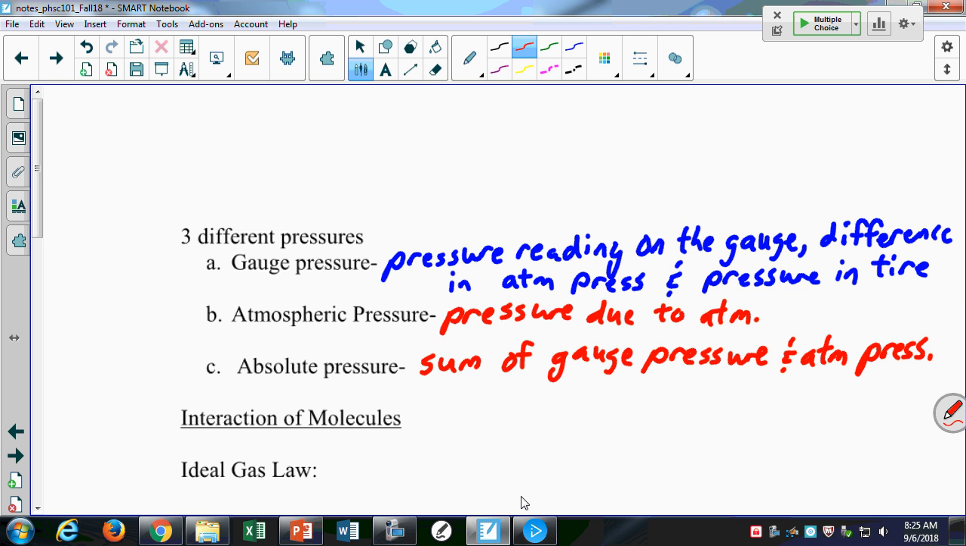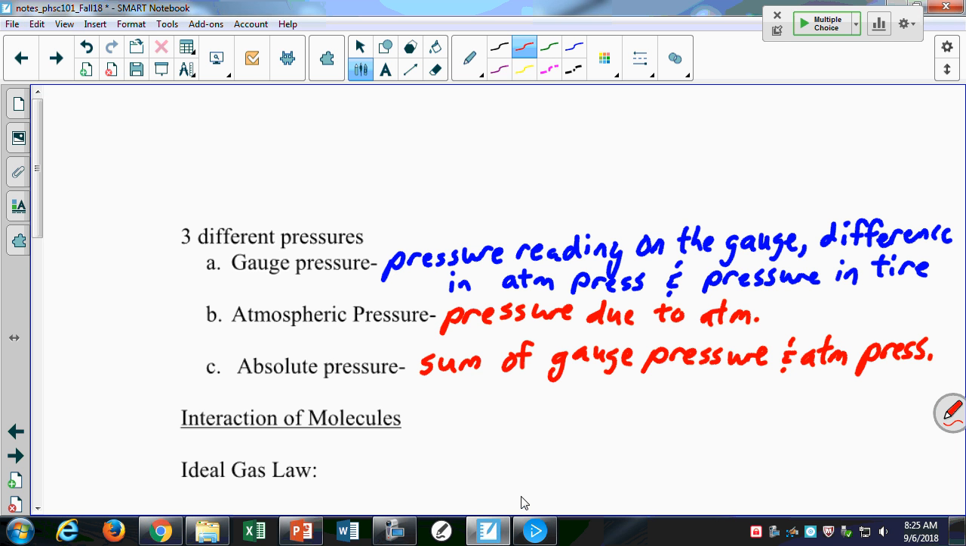Next time a friend of yours has a flat tire, tell them it's not really no pressure inside of your tire, that you really have a full atmosphere of pressure in your tires. And see what they say. Okay?